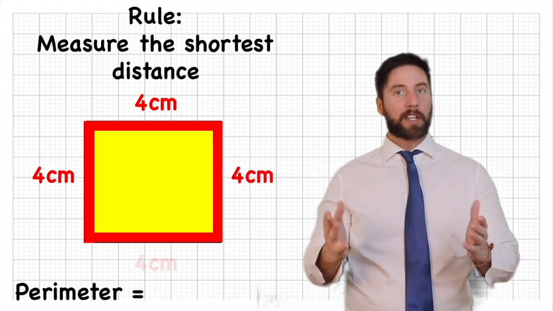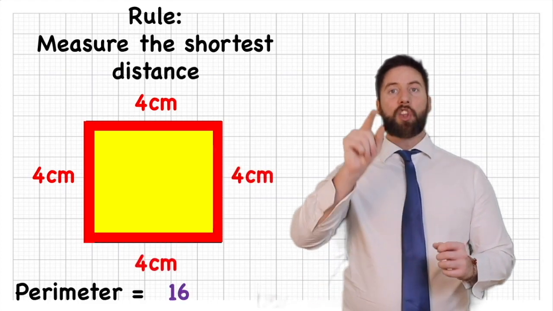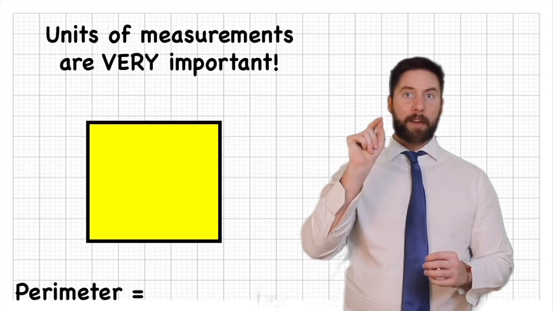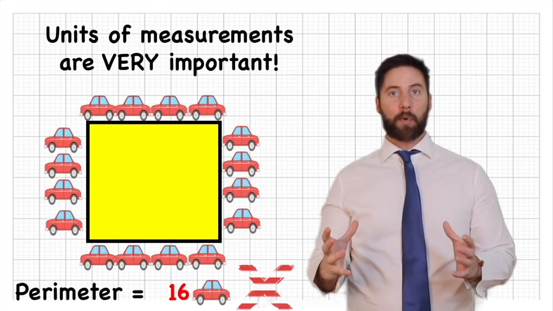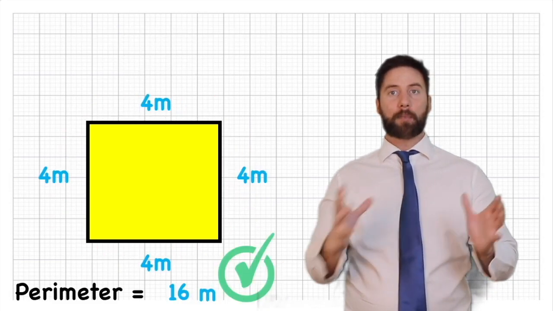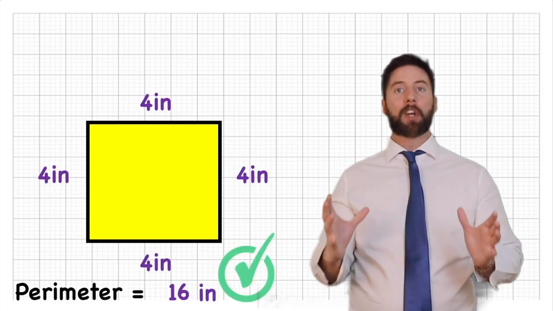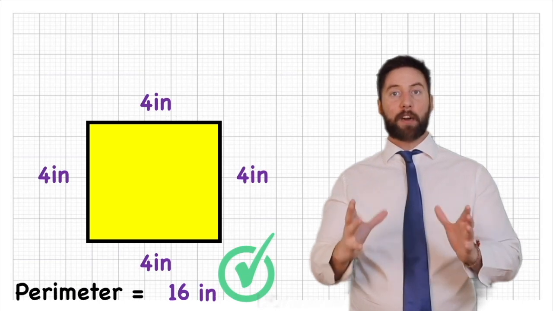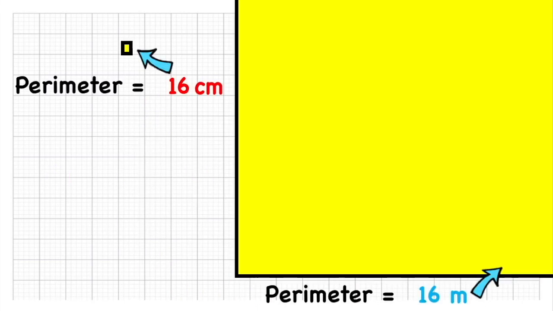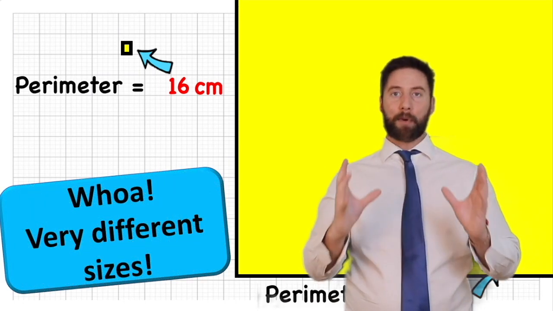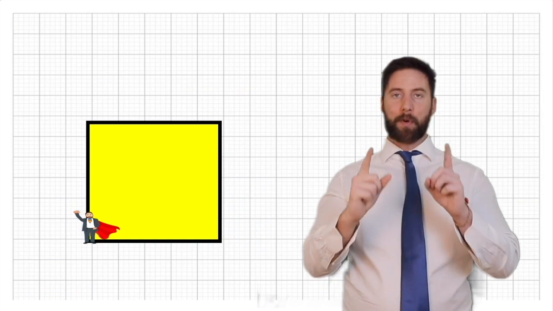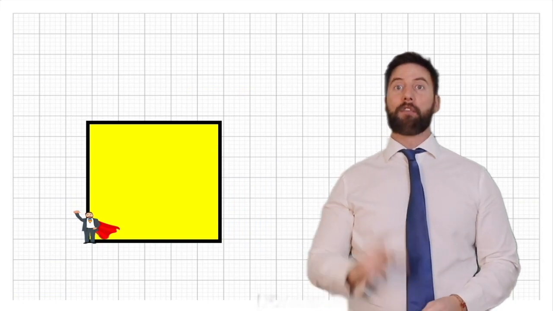But 16 what? That's right, centimetres. The units of measurement are very important. It's not elephants or cars, it's centimetres that we're measuring in here. Could have been miles, could have been inches, or any other form of measurement, but in this case it's centimetres. And it's very important to say that because a square that's 16 centimetres in perimeter is very different to a square that's a mile or 16 miles in perimeter. Okay, so very, very important. We always put our units of measurement. We could go very wrong.